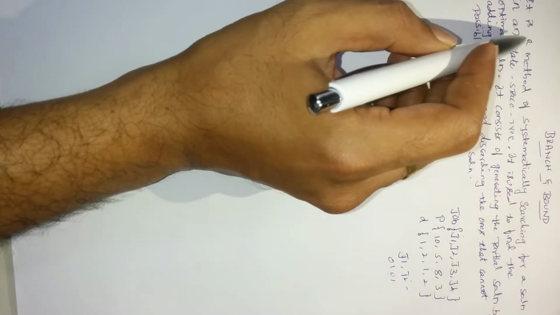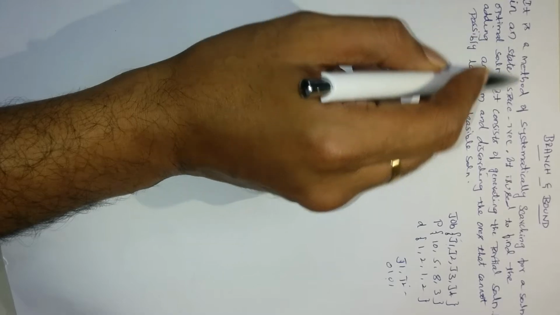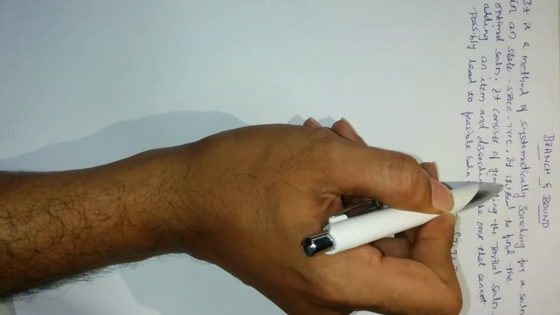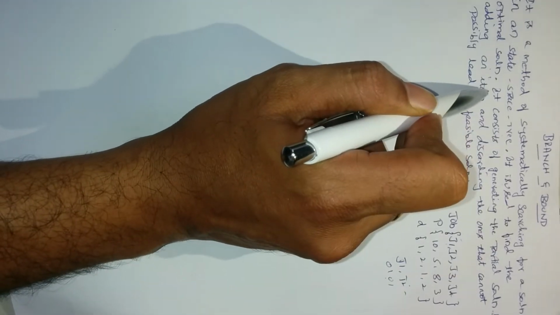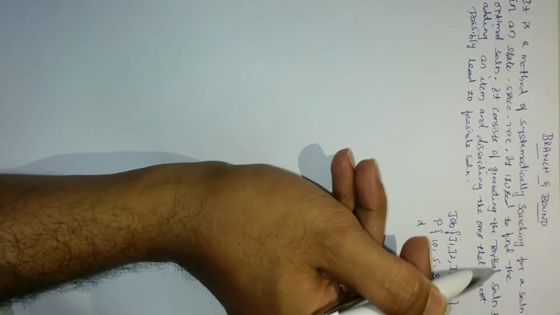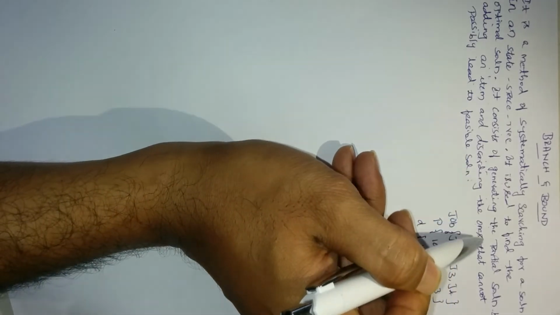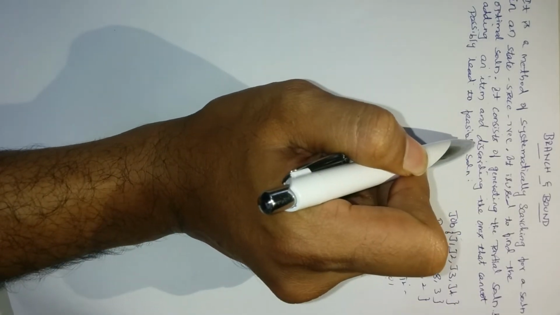Before starting this example, let's look at the definition of branch and bound. It is a method of systematically searching for a solution in a state space tree. It is used to find the optimal solution, and it consists of generating partial solutions by adding an item and discarding the ones that cannot possibly lead to a feasible solution. There are 3 problems in branch and bound: knapsack, traveling salesman problem and assignment problem. In the next class, we'll discuss all these problems. Today, I will explain how to solve using a state space tree.